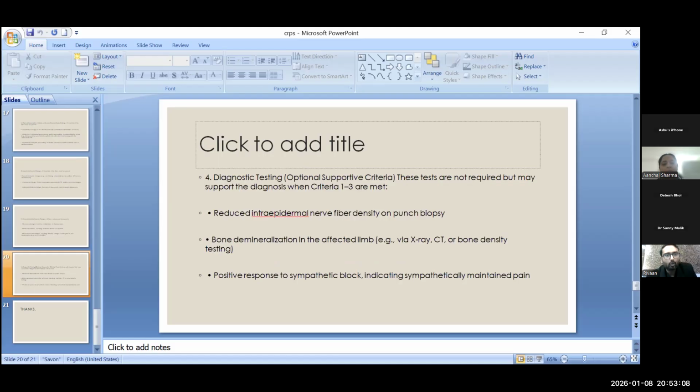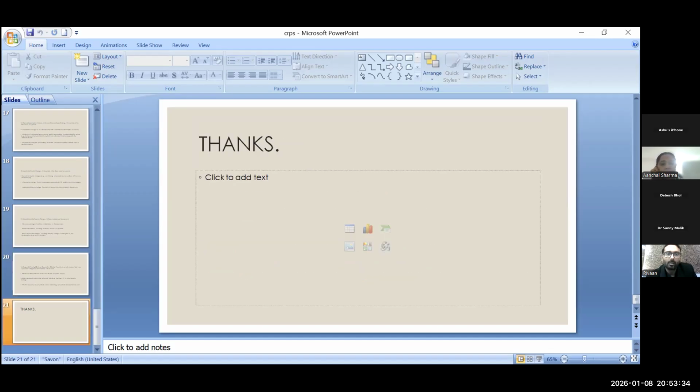In addition to all these clinical criteria, they also added a few diagnostic tests, which are supportive criteria. These tests are not required but may support the diagnosis when criteria 1 to 3 are met, which are reduced intraepidermal nerve fiber density on punch biopsy, bone remineralization in the affected limb, for example via X-ray, CT or bone density testing, and positive response to sympathetic block indicating sympathetically maintained pain. That is my presentation. Thank you.